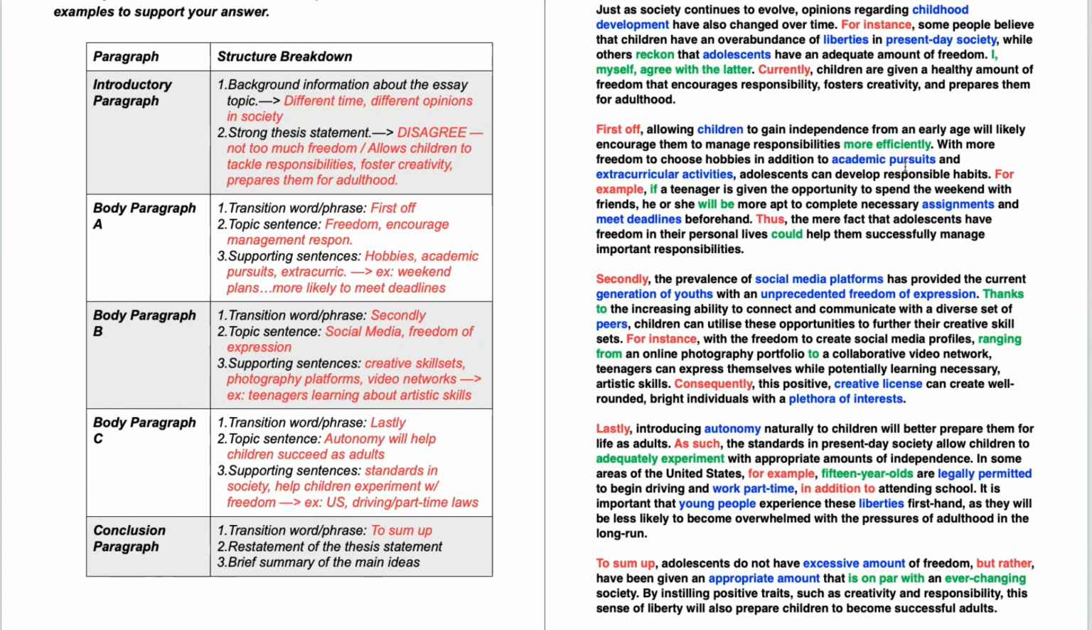It's nice to add your adverbs of manner as well as your adverbs of frequency, but your adverbs of manner are nice because it shows how responsibilities are being managed. I also have a conditional here, a first conditional. So if a teenager is given the opportunity, he or she will be. I also have the conditional here, just a conditional verb, could.